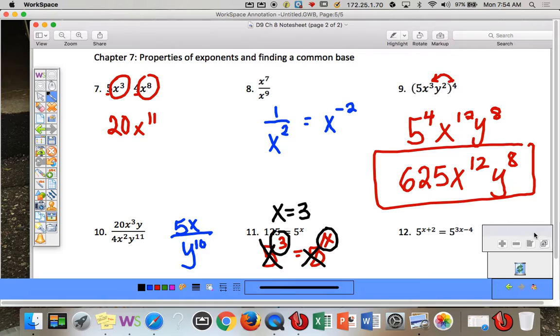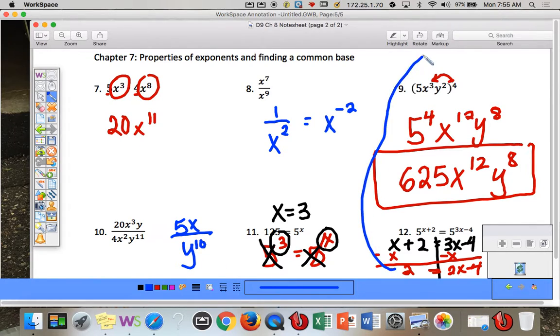Let's do the same thing over here. The bases are the same, so ignore them. And you have x plus 2 equals 3x minus 4. And this is just an equation that you're going to solve. You'll subtract x from each side. You get 2 equals 2x minus 4. We'll add 4 to each side. I'll do the rest of the work up here. So we'll add 4, we'll get 6 equals 2x. Divide by 2, so x equals 3.